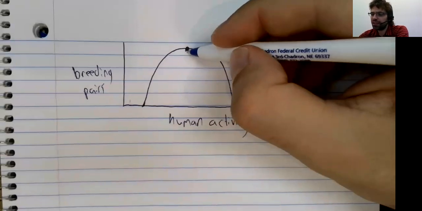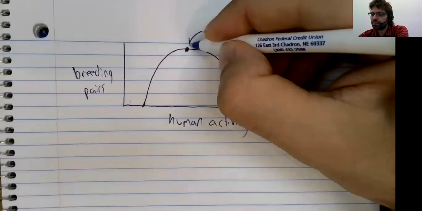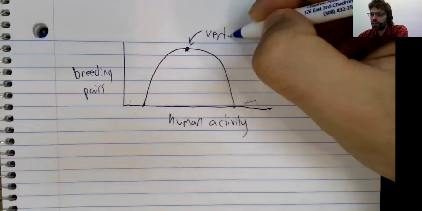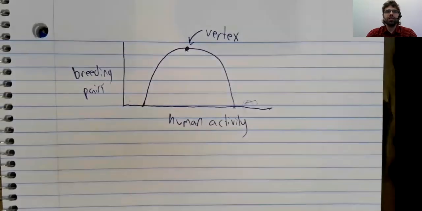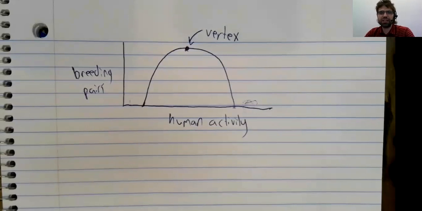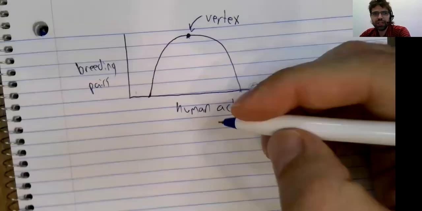So the word vertex doesn't tend to show up in these word problems, but the maximum sparrow population occurs right here. And that is the vertex. So we are looking for the vertex, even if that word is not being used.